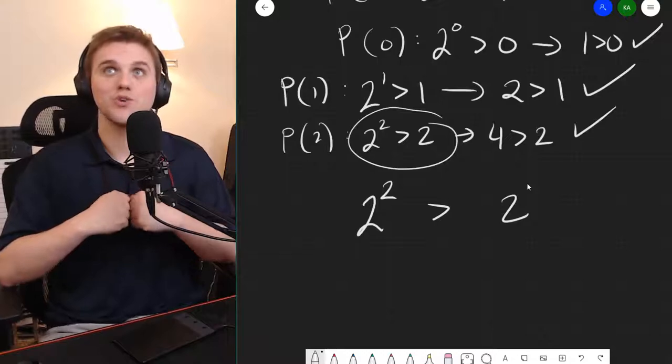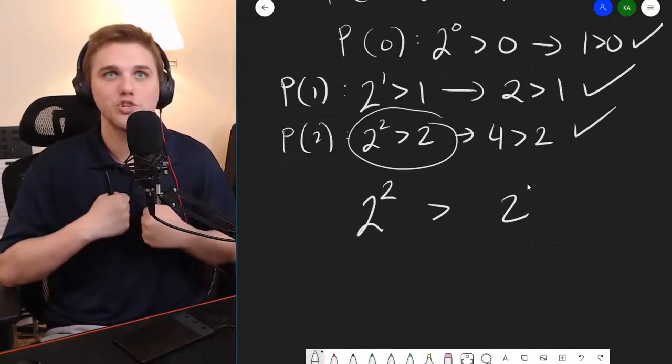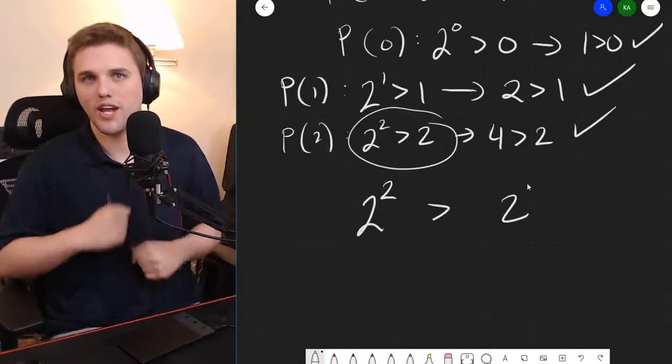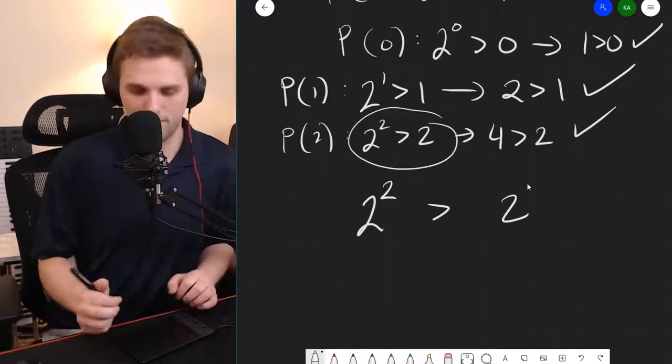We know this is true. I want to somehow show that 2 cubed is greater than 3 from this. How can I do that? This is where it gets weird.